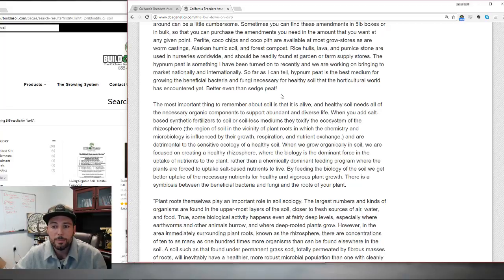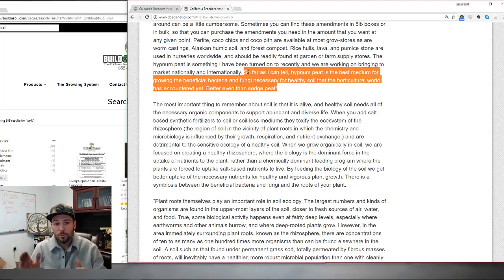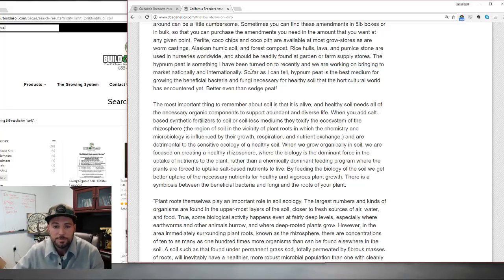So far as I can tell, hypnum peat is the best medium for growing beneficial bacteria and fungi for healthy soil. And it's even better than sedge peat. Well, sedge peat is like the worst out there. It's made from a saltwater-based product. And that's really one of the main beddings for these worms that come from these cheap worm castings that are available at the hydro store. So take note, use premium Canadian sphagnum peat moss or talk to us about some of our other amendments.